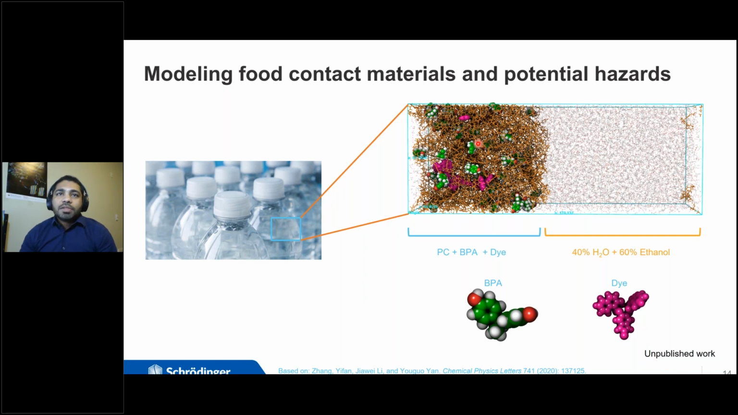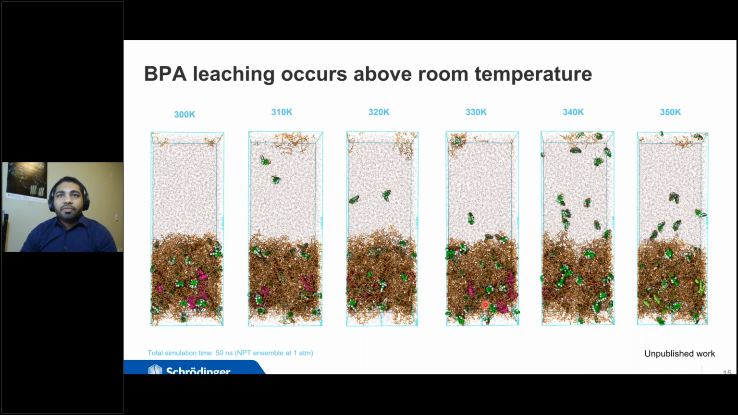We took this simulation cell and did the simulation at various temperatures to understand what the leaching characteristics would look like with increasing temperature. Here I'm showing snapshots from different temperatures ranging from 300 to 350 Kelvin and seeing how BPA leaches into the solution. Of course, as we increase the temperature, we are seeing an increase in the leaching. And more or less above room temperature, we see the leaching occurs, or at least it begins to leach.